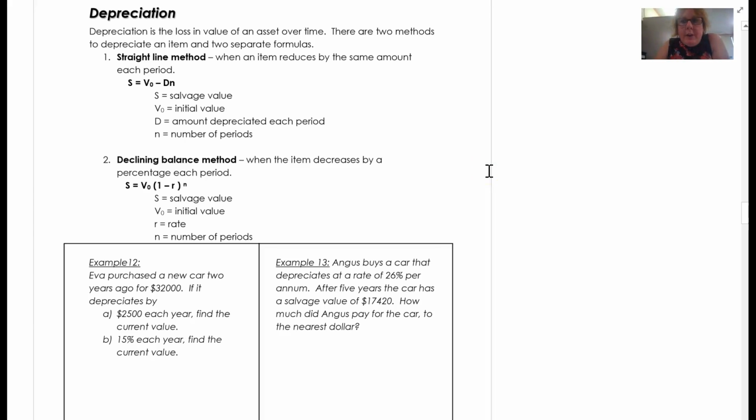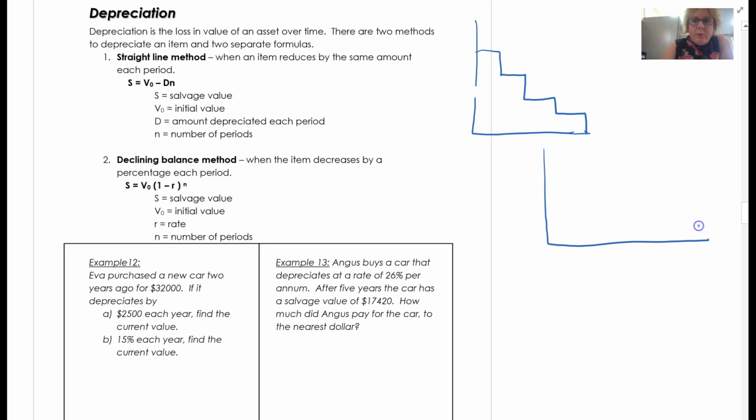Depreciation is the loss in value, and it's done in two separate ways. One is where it goes down by a set amount each year, and the other is where I'm using the compound interest formula but with a negative, because it's going down by a percentage. So we call the one where it's going down by a set amount the straight line method, and the one where it's going down like compound interest we call the declining balance method.